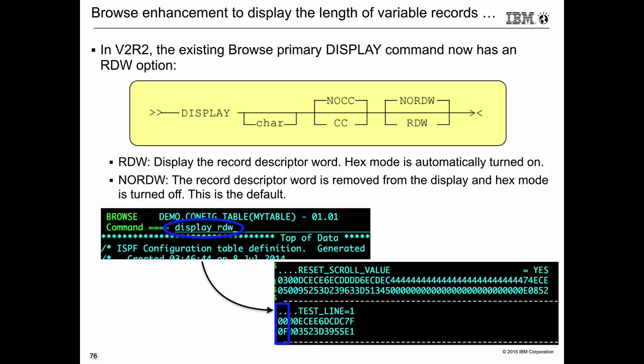Notice for that second line in the display here, test line equal 1, if you count, that's an 11-character long line. So if you look at the leftmost portion there, which is the RDW, you see 000F hex. So that's a length of 15 characters. The 11 characters plus the 4-byte RDW gives you the 15. So that now gives you a way to see the length of each of these records.